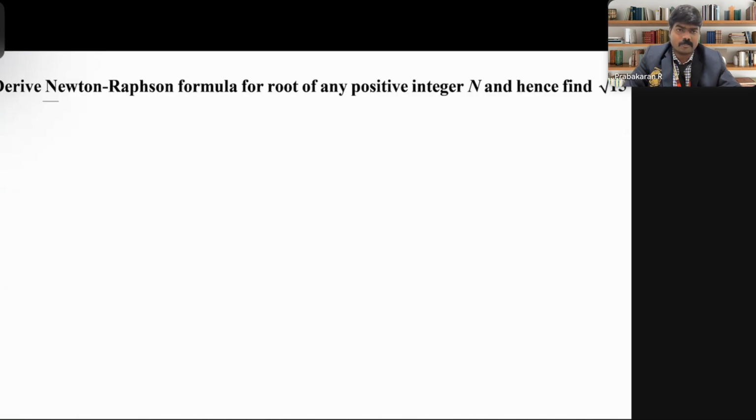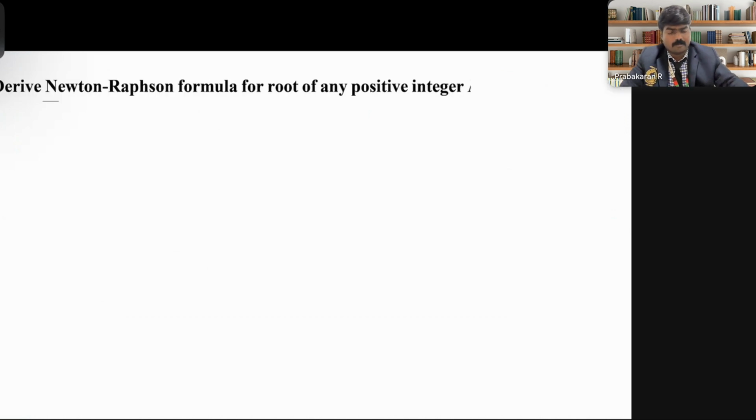So before entering into that, we'll recall things. The formula derivation we have already seen in the previous video. I will quickly go over how we derived the formula, and then next we can move further, finding out the square root of 15. First we have to derive the general formula for root 15.